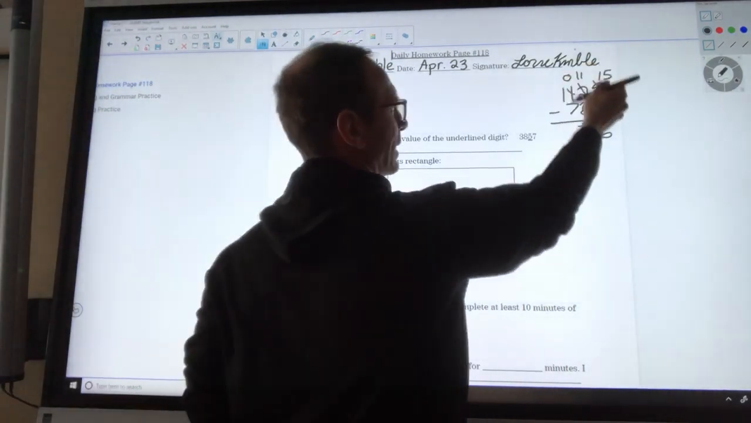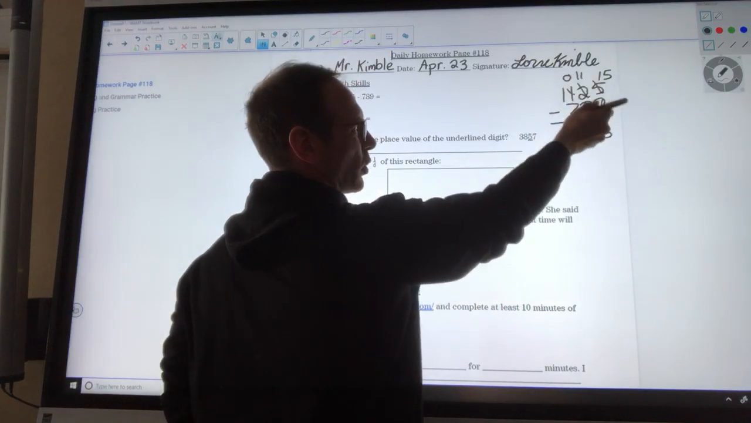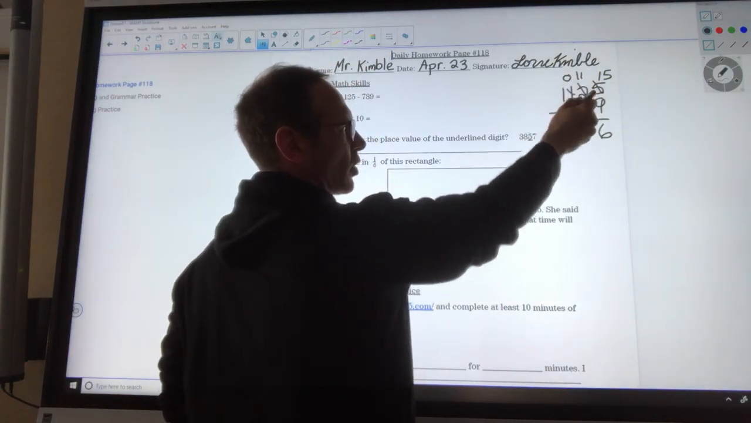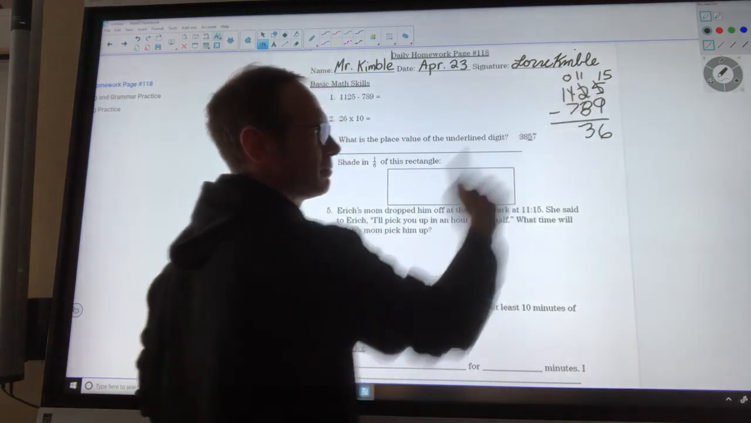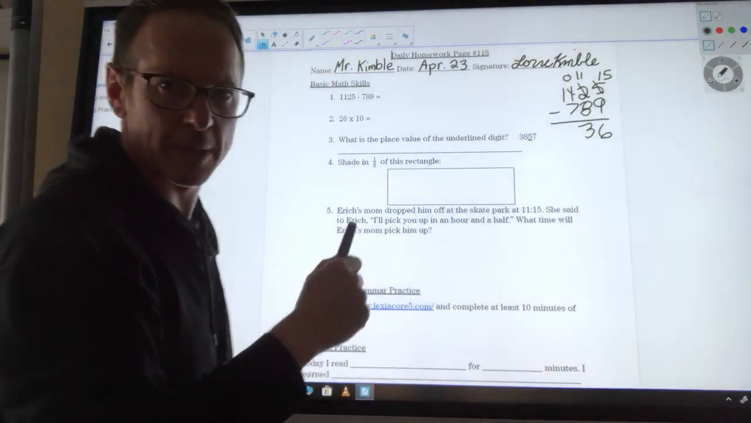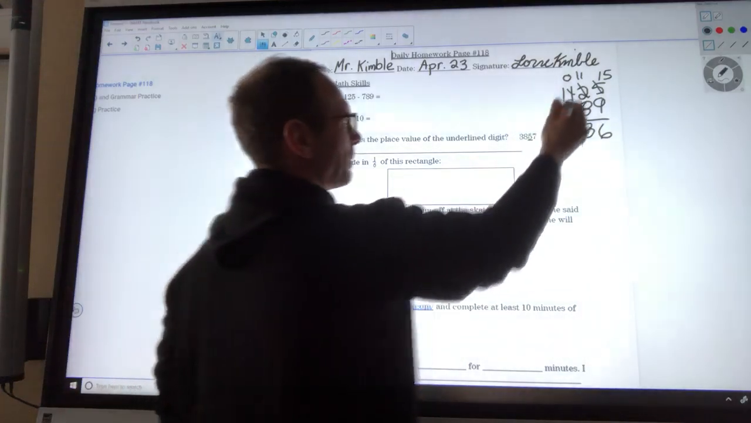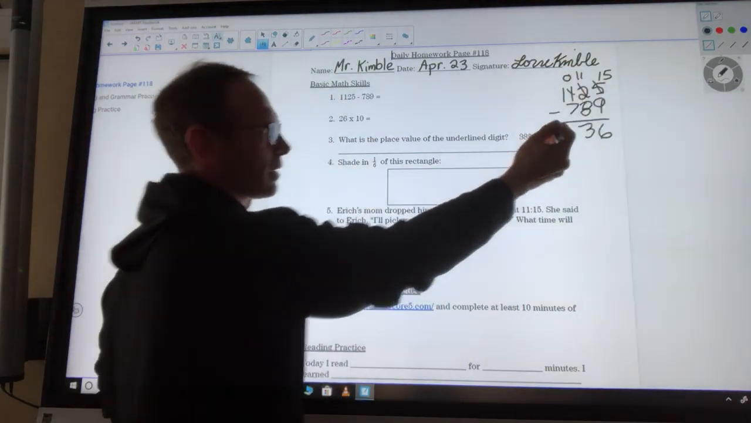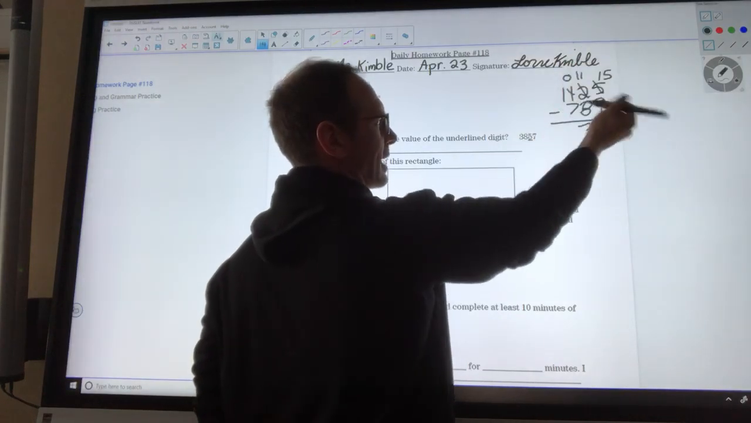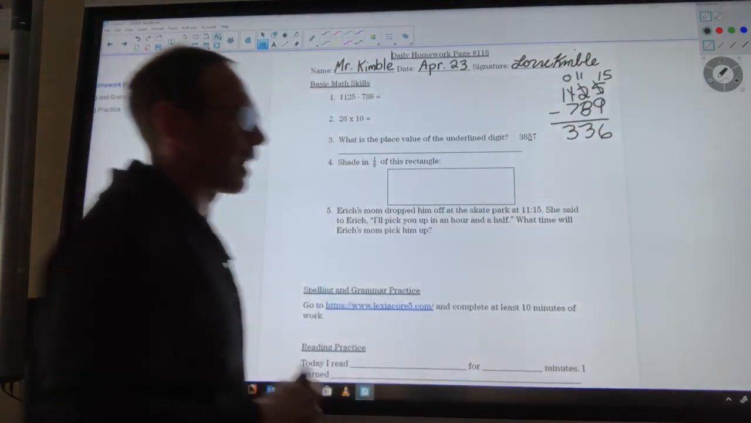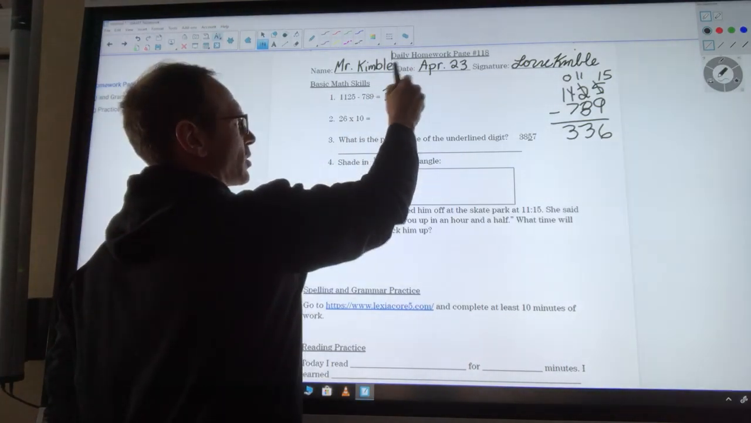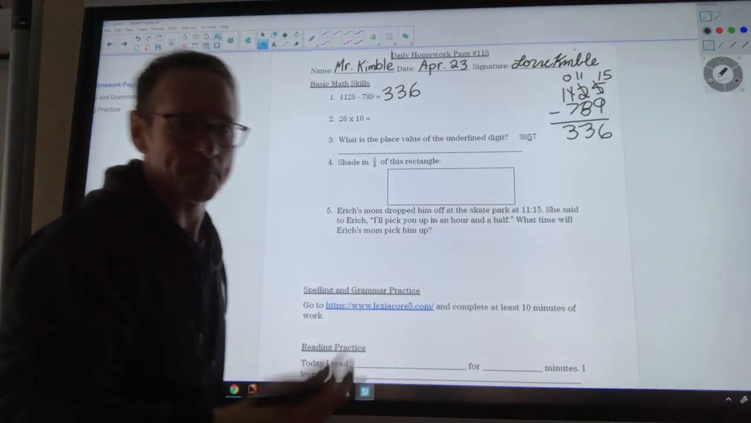Now, I have 0 minus 7 in the hundreds place, but I might just show you guys that if you look at the thousands place, there's no number in the thousands place for the bottom number. So I'm just going to call this 10 hundreds, right? It's the same as 1,000. 10 hundreds minus 700 is 300. So I have 336. So I said my answer was going to be below 400, and it turns out it was.